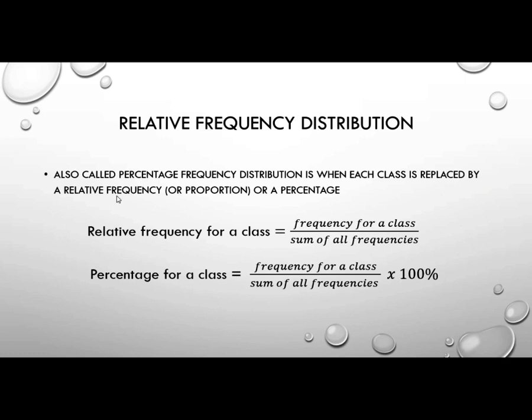A relative frequency or percentage frequency distribution is one where each class frequency is replaced by the relative frequency, proportion, or a percentage. We most frequently use a percentage. So if I take the frequency for the class, divide it by the sum of all the frequencies, and multiply it by 100, I'll get the percentage of people in that class. This is a very complicated way of saying what we already know how to do.